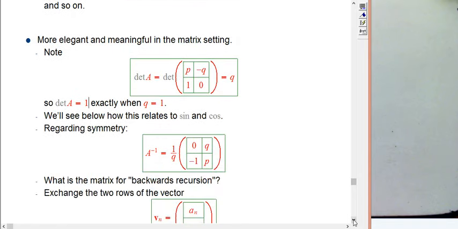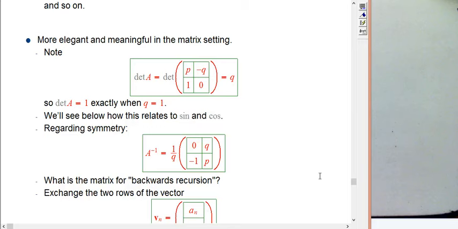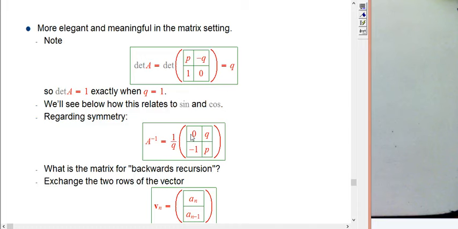Okay, and we'll see a relationship to the sine and cosine in a little bit, but I think we'll do that in the next video. Okay, but let's look at the symmetry. There's a very pretty way, a slightly more advanced way, to look at the symmetry. Basically, do a matrix version of exactly the arguments I just did.